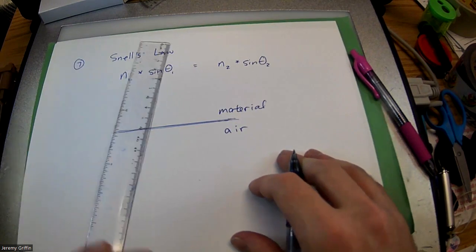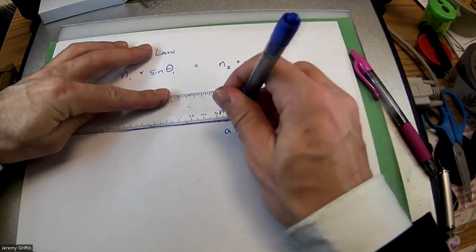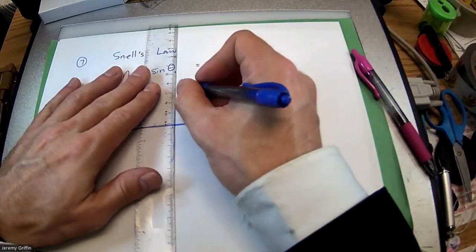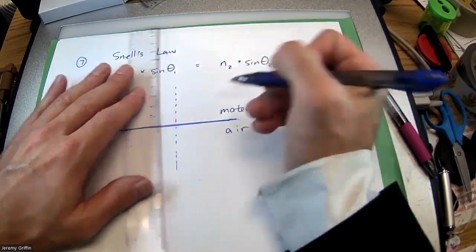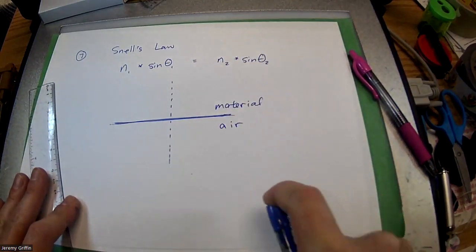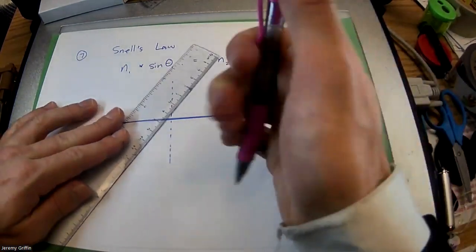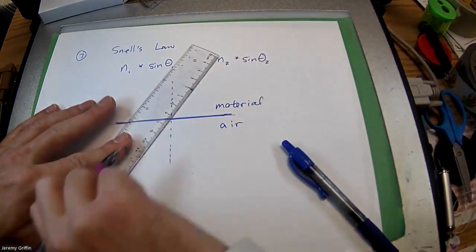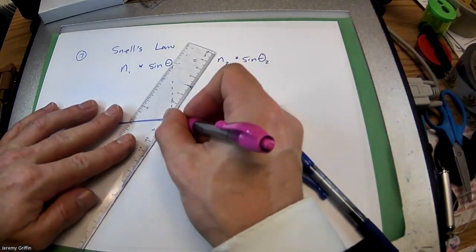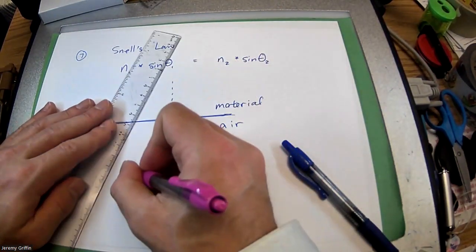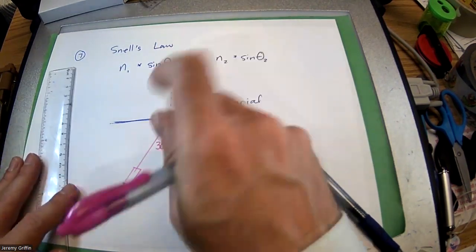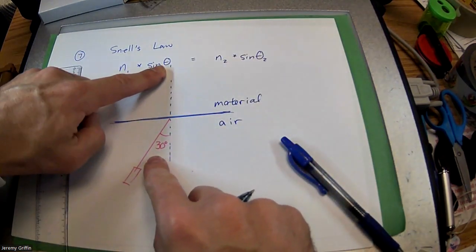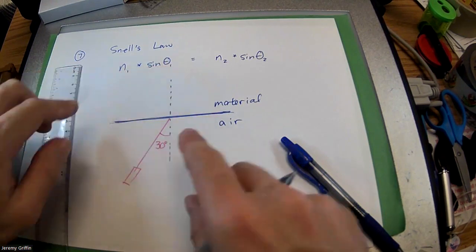You remember the angles that we're measuring are with respect to this normal line. That's the angles. And I'm shining this laser in this direction. Here's my laser pointer, and we've got a 30-degree angle here. I can call that the angle of incidence.